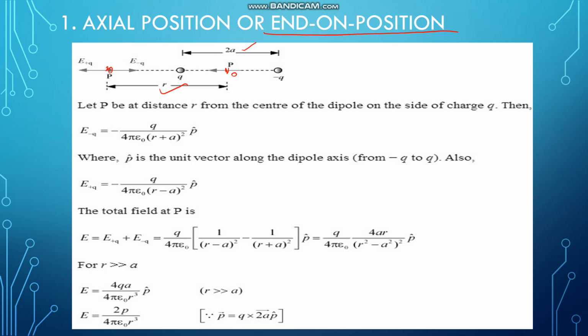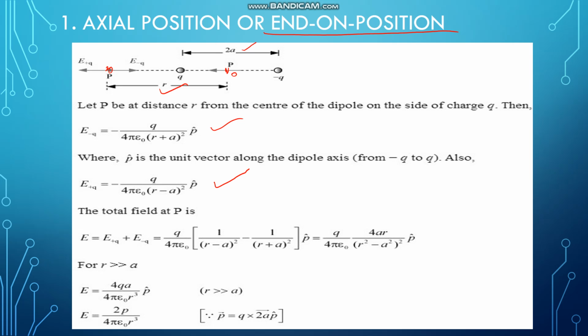Now the intensity of electric field at point P due to the plus q charge of the dipole. For the plus q charge, the formula will be 1 by 4 pi epsilon naught, q by (r minus a) whole square, p cap. It shows the direction of the electric field intensity for the plus q charge, and for the minus q charge there will be minus q by 4 pi epsilon naught (r plus a) whole square, p cap.